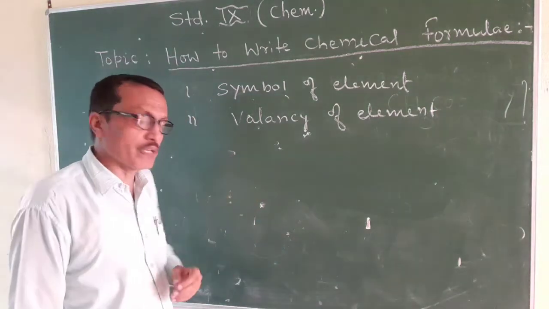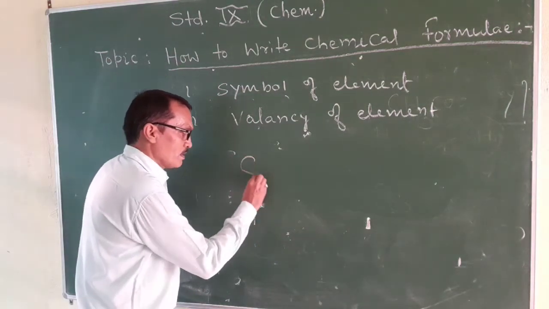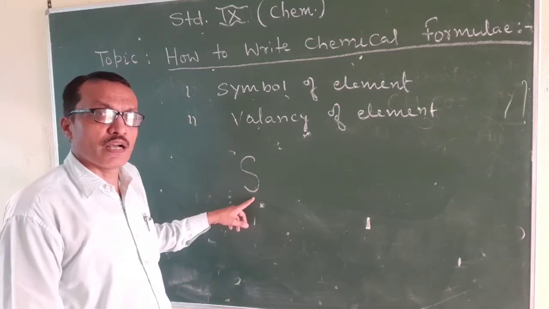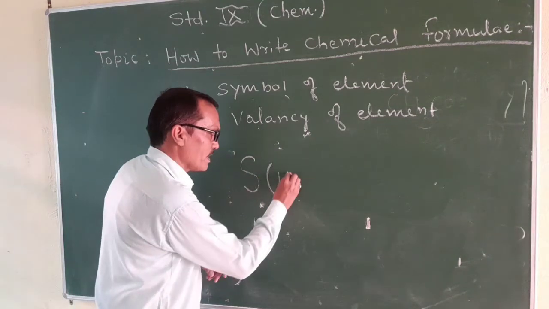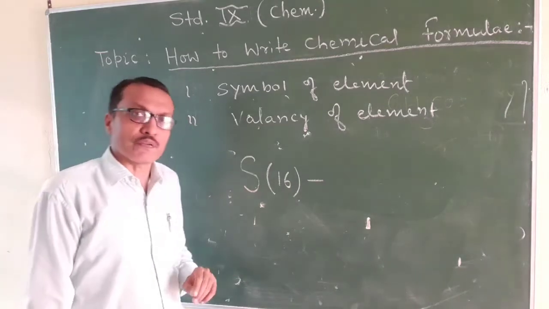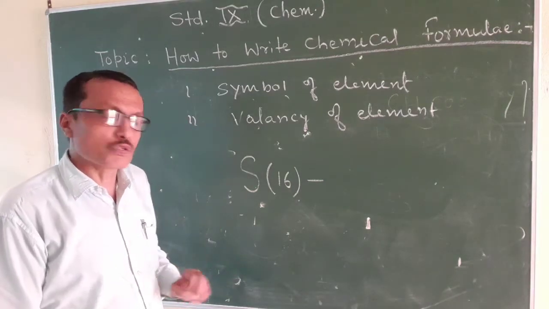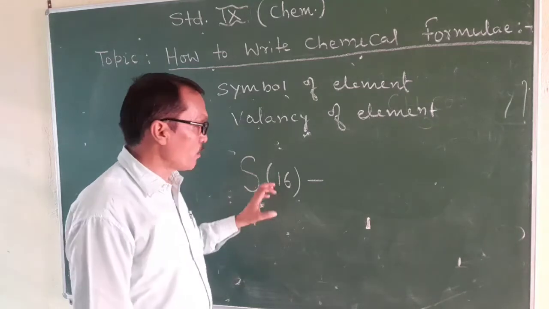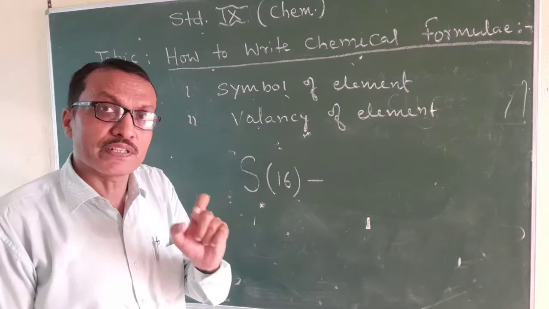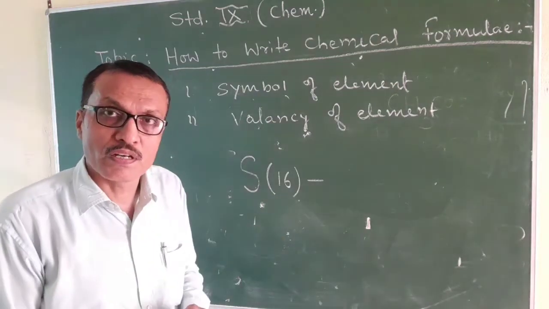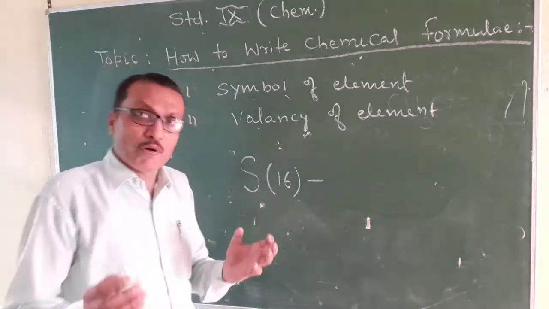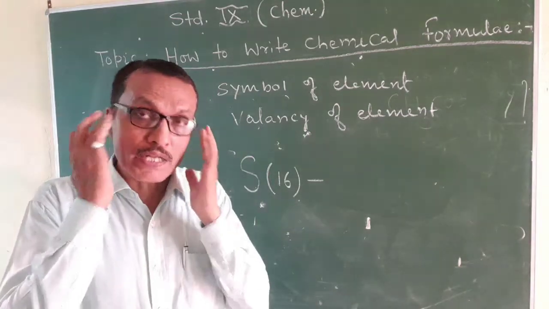Students, for example, let me say this is an element known as sulfur, and the atomic number of sulfur is 16. So what will be the valency of sulfur? This is the question. To know the valency of sulfur, you have to write the electronic configuration of sulfur as per the Bohr-Bury scheme, which you have already read about.